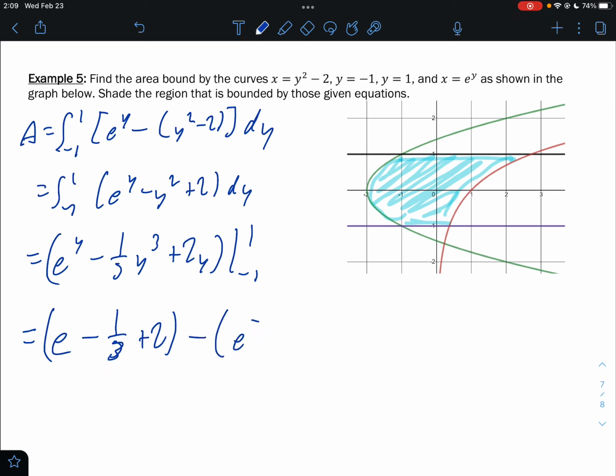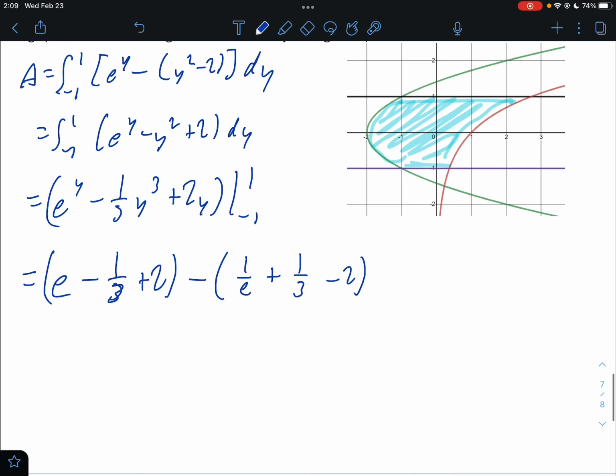minus e to the -1, which I'm going to write as 1 over e, plus 1/3 minus 2. So our final answer here is going to be e minus 1 over e, and then minus 1/3, so minus 2/3, and then 2 minus -2, so 2 plus 2 is 4. And we can combine that to e minus 1 over e plus 10/3.